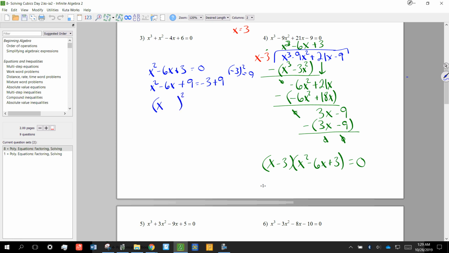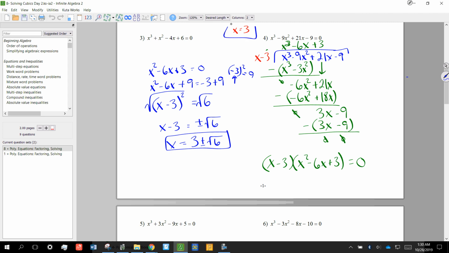What are my factors of 9 that add up to negative 6? It's that negative 3 that I got. B over 2. It's always what it is. Equal to negative 3 plus 9 is just 6. Now I can take the square root of both sides, and I get x minus 3 is equal to plus or minus the square root of 6. Add 3 to both sides, 3 plus or minus the square root of 6. Okay, square root of 6 is irrational, so we just leave it underneath the square root sign. So x equals 3, and x equals 3 plus or minus the square root of 6. Those are my 3 solutions.